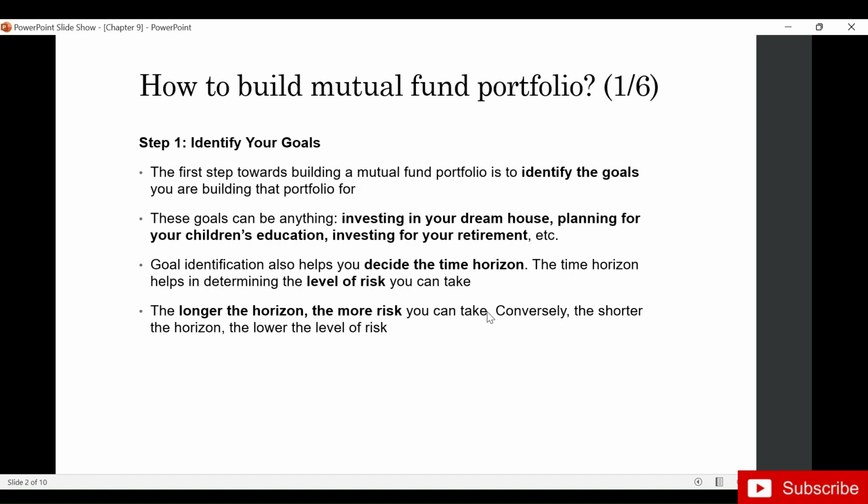So this time horizon helps you determine the level of risk you can take. For example, if you are investing for a time period of 20 years, then you can obviously take a lot more risk as compared to if you were investing for just 1 or 2 years.